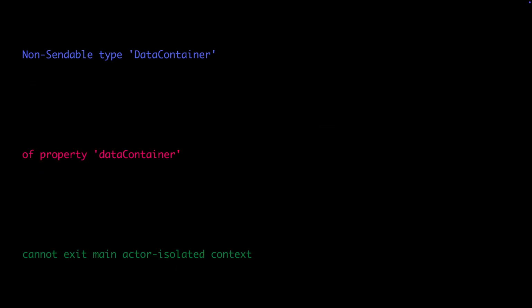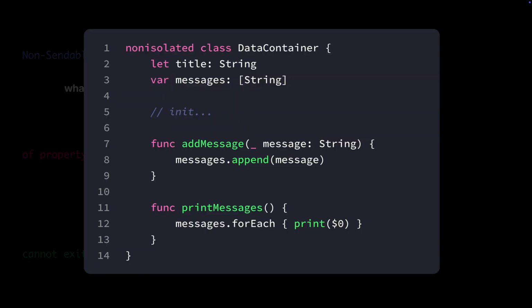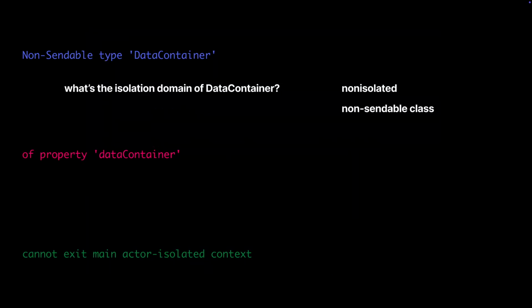The first part, non-sendable type DataContainer. For that type, we need to think about what's the isolation domain of DataContainer. From the declaration before, the class DataContainer is non-isolated. That's the isolation domain. And something that is also relevant is that this class doesn't conform to Sendable. So it's a non-isolated, non-sendable class. Okay, that's what we know about DataContainer.